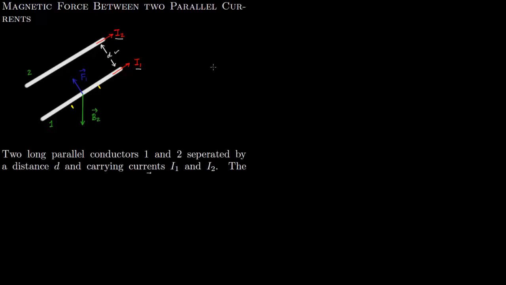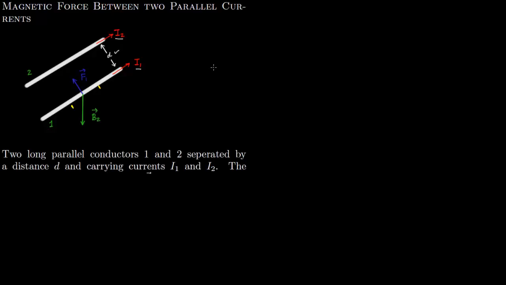So we now talk about magnetic force between two parallel currents. Say you have two long wires, wire 1 and wire 2. These wires are separated by a distance d. Wire 1 is carrying a current of I1, wire 2 is carrying a current of I2. Now first focus on wire 2.